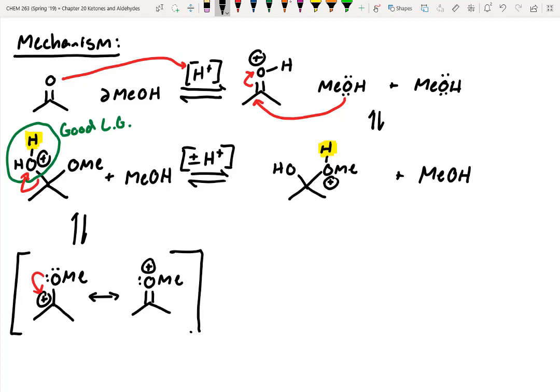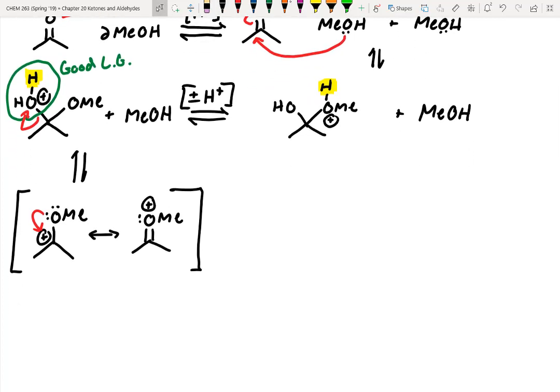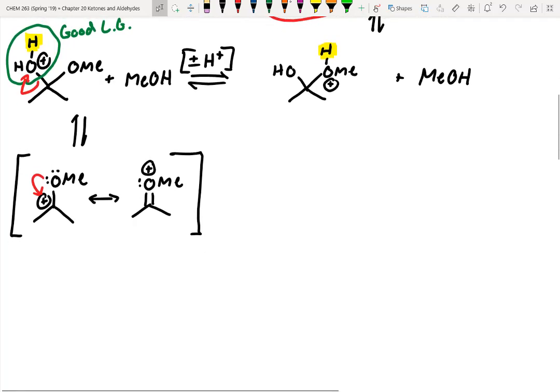All right. So we've got this resonance stabilized intermediate. There we go. All right, so we also have water floating around, and we also have our other equivalent of methanol floating around, both of which can act as pretty good nucleophiles, right? They've got lone pairs.